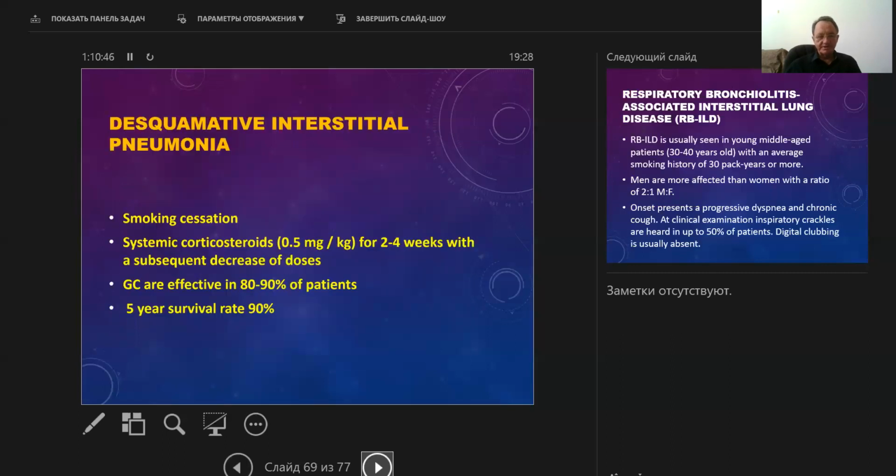Treatment: smoking cessation, systemic corticosteroids, half a milligram per kg for 4 weeks, with subsequent decrease of dosage. Glucocorticoids are effective in 80 to 90% of patients. Five-year survival rate is 90%.